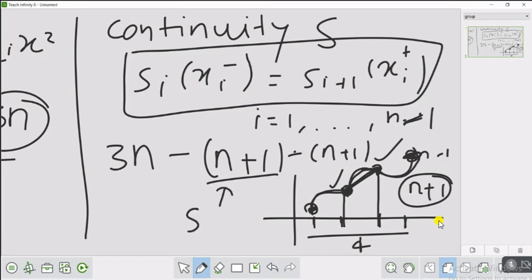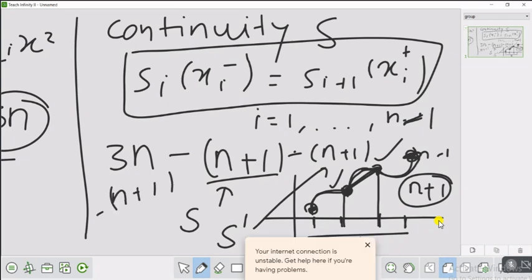We also get conditions from continuity of S', because since it is a quadratic polynomial, its derivative will also be continuous. And we also had n+1 conditions from putting in the n+1 data points. So how many conditions in total do we have? n+1, n+1.